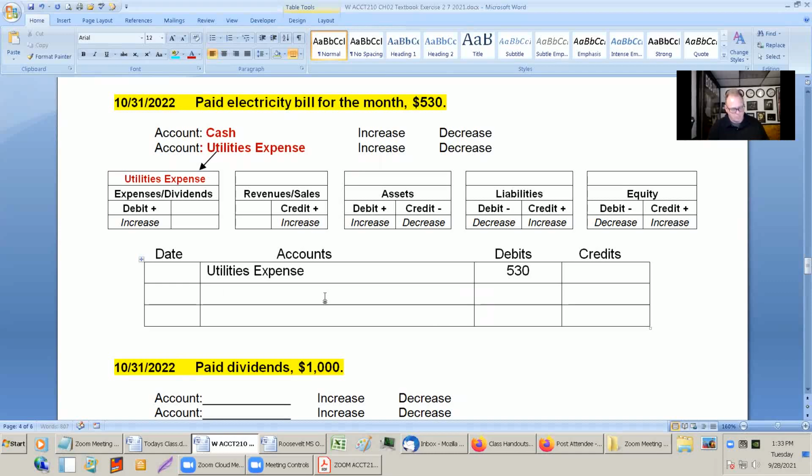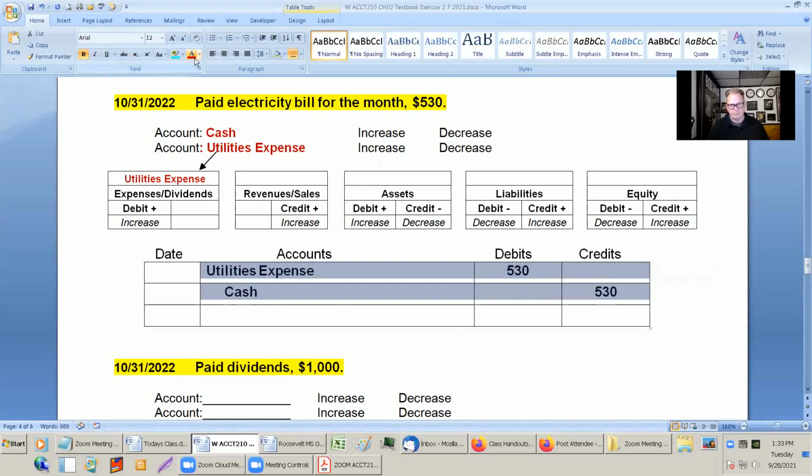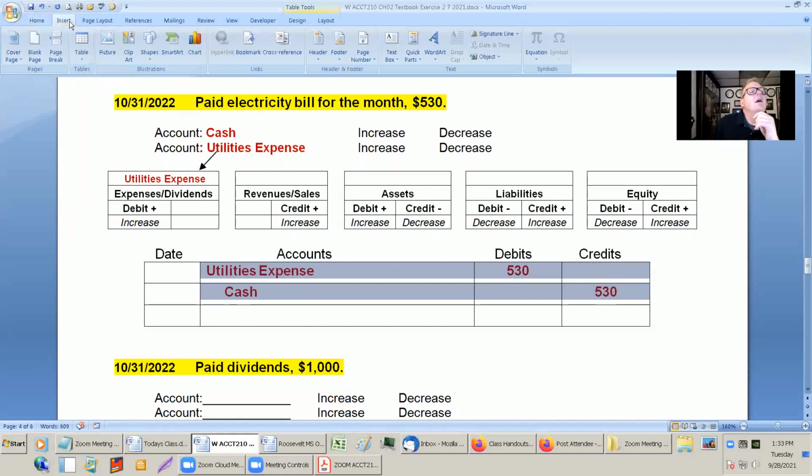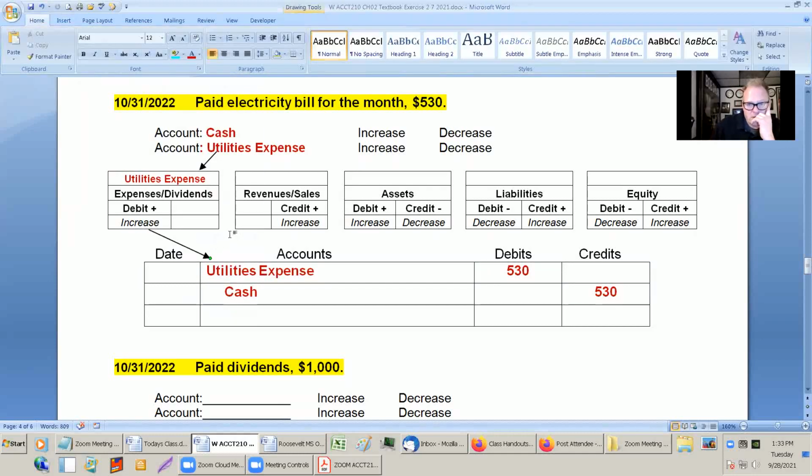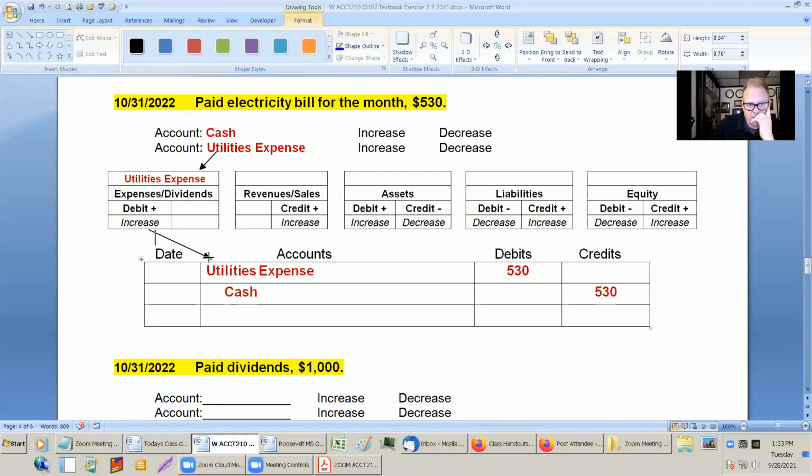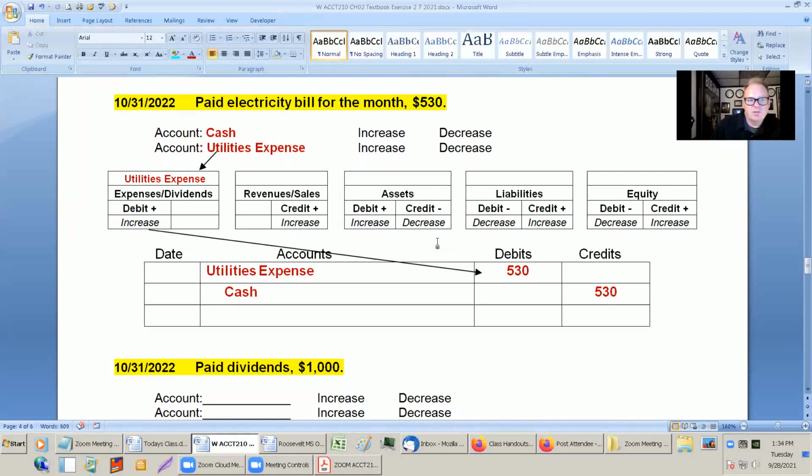Cash must be the credit. So whenever you see an expense, those accounting entries go up, and you know exactly what the journal entry is going to be if it's an expense. It's going to be a debit. And so that is nice. Once you know an expense, debit.